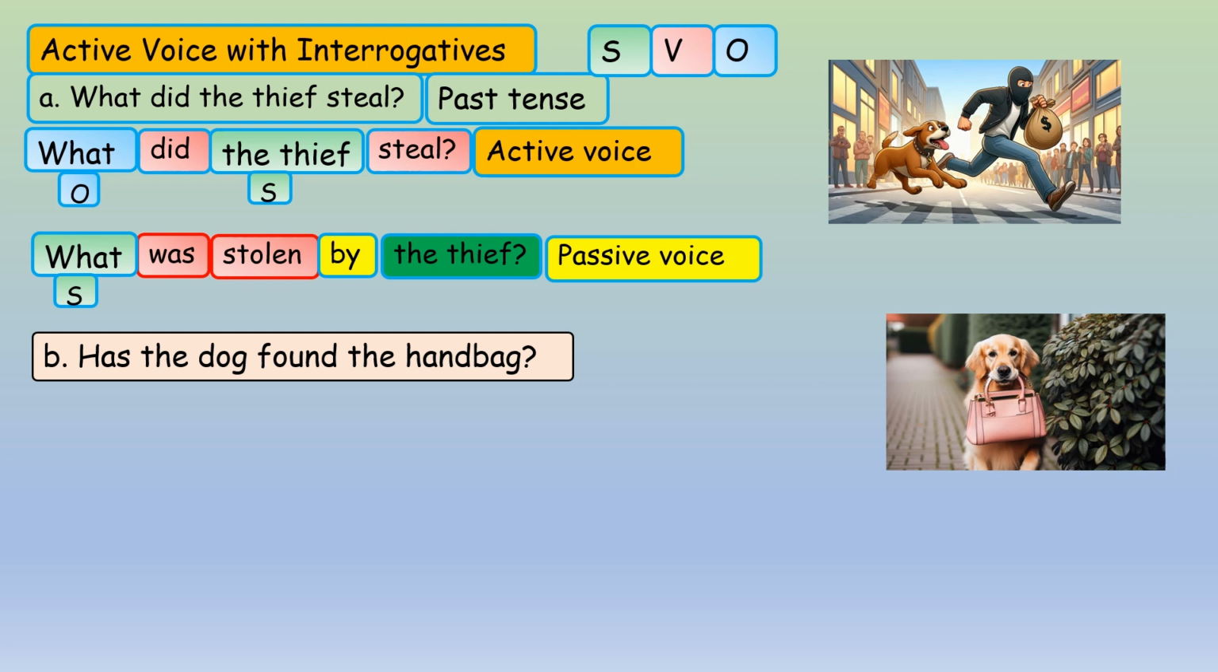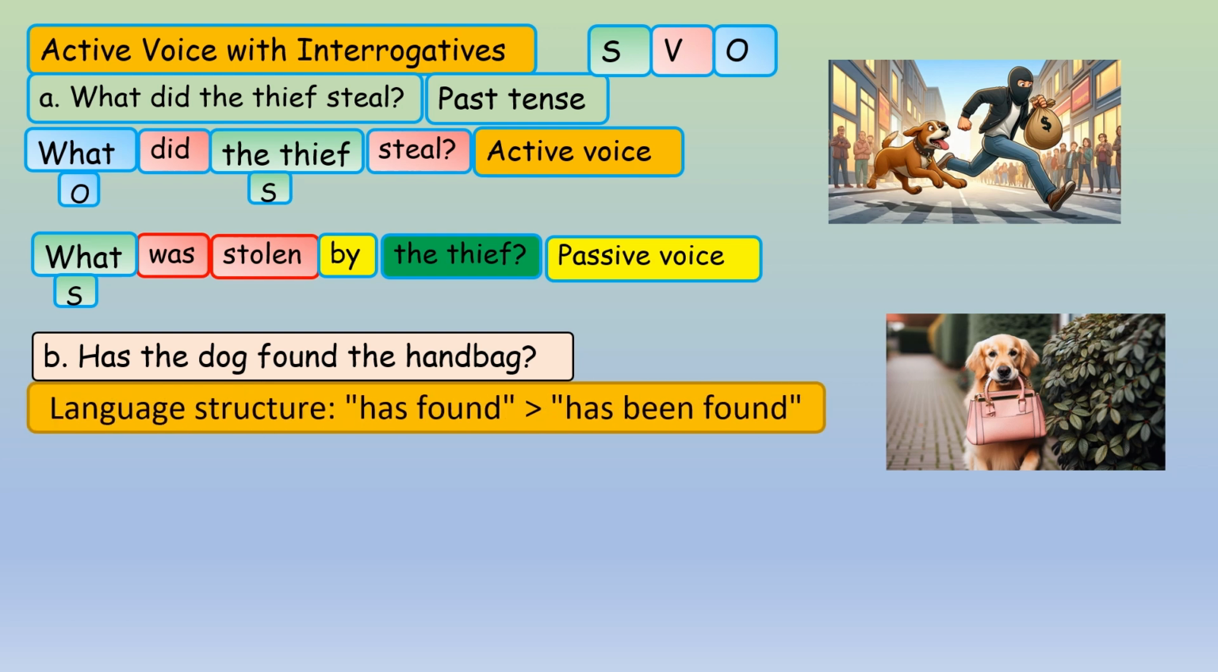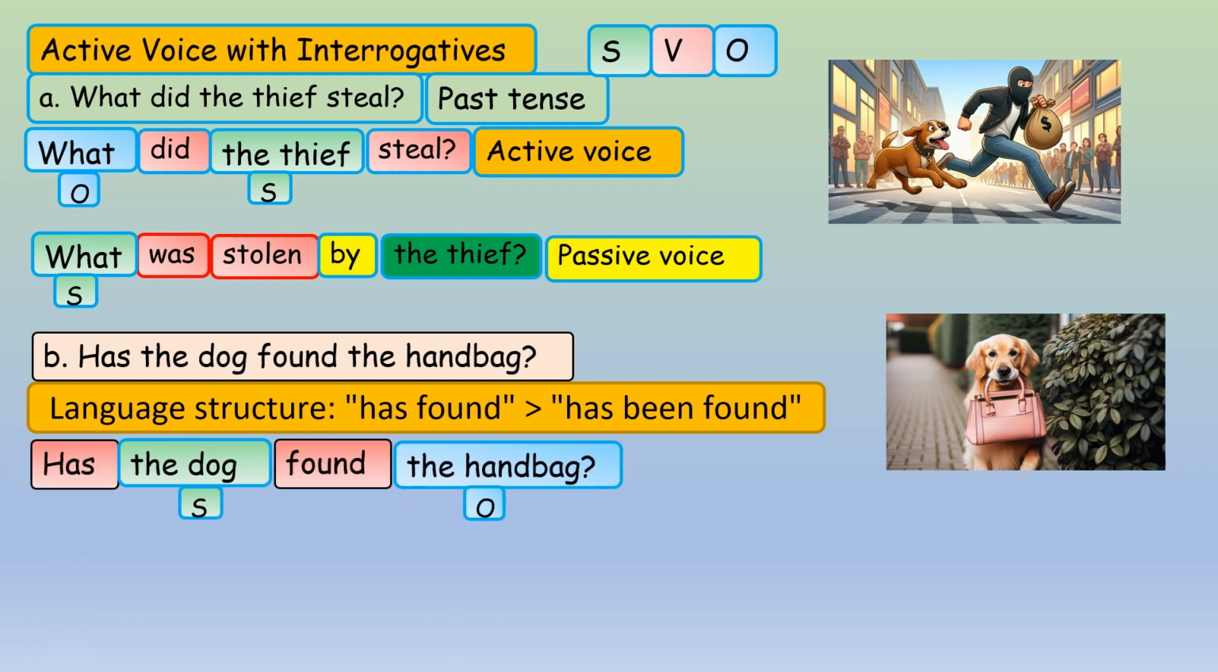Let's take another example here. B. Has a dog found the handbag? My verb structure, language structure here, has found, because it's present perfect tense. In the passive it will be has been found, just to make certain we keep the same tense. Different parts here we're looking at. Has found, my verb structure. The dog is subject, the handbag is object.